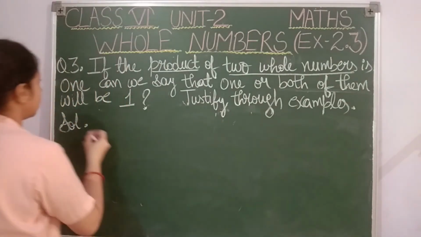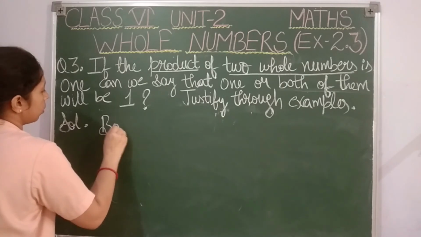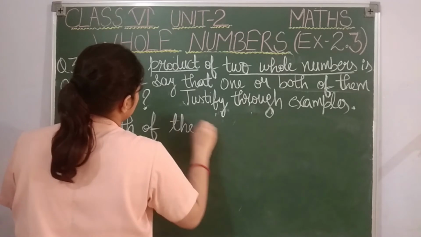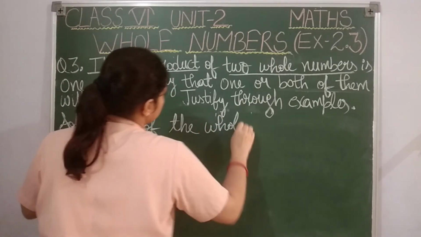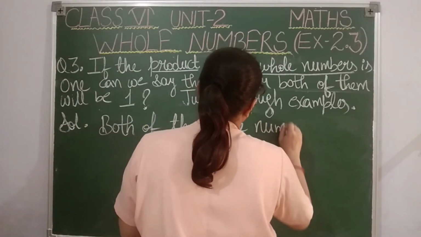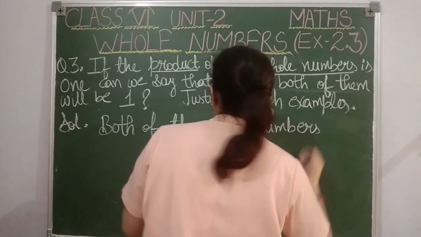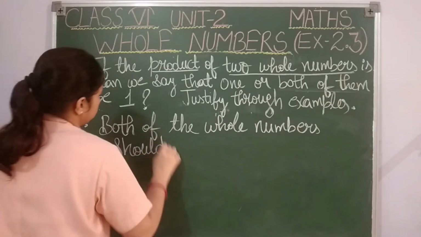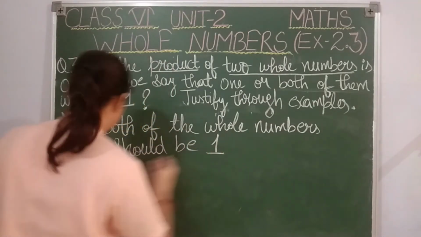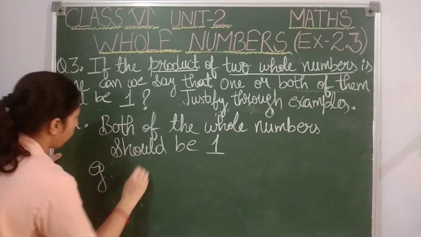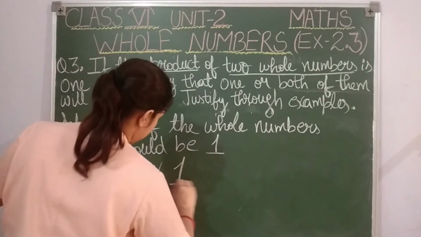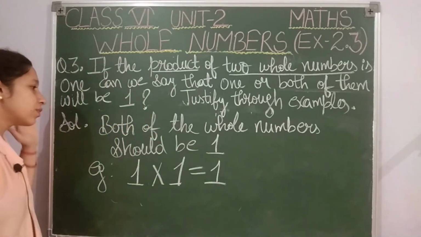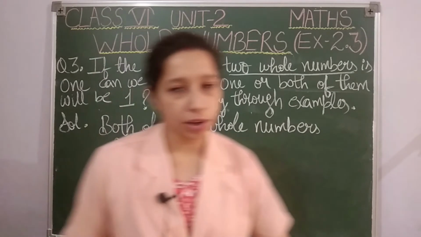We will write here, both of the whole numbers should be 1. Then the example also we will give: 1 multiplied by 1 is equal to 1. Okay students, so with this we have completed our solution number 3 also.